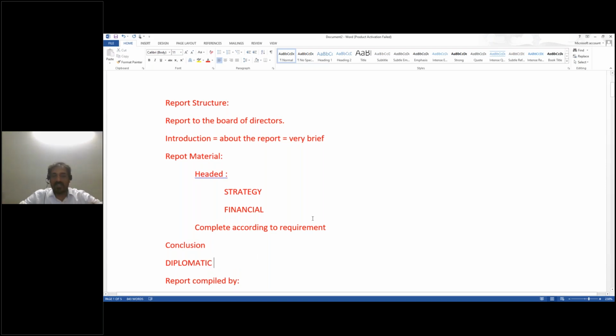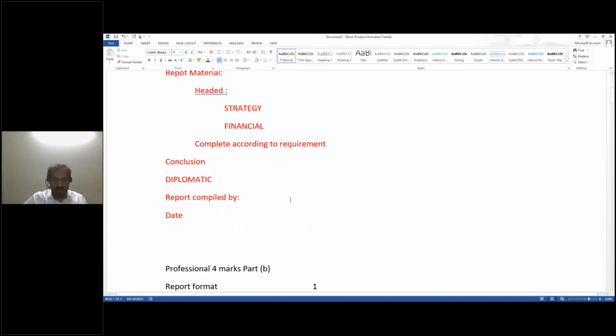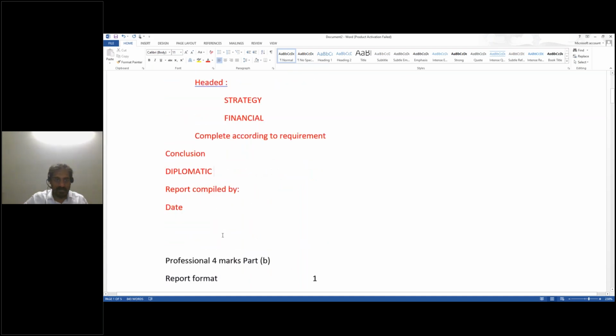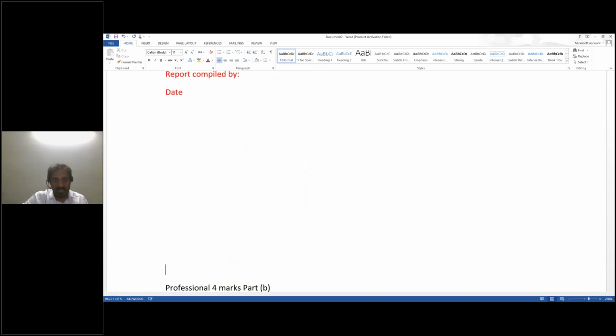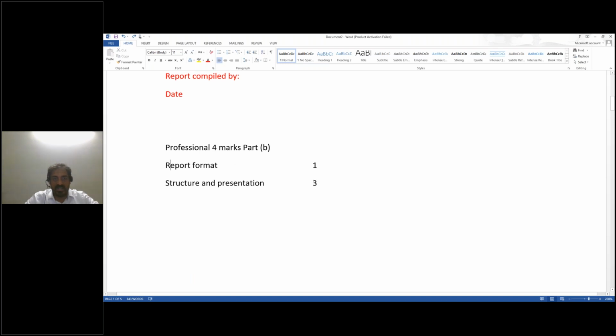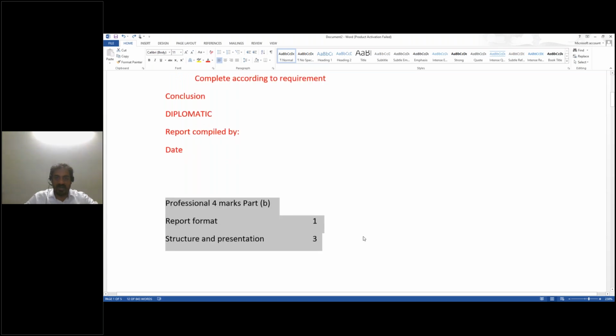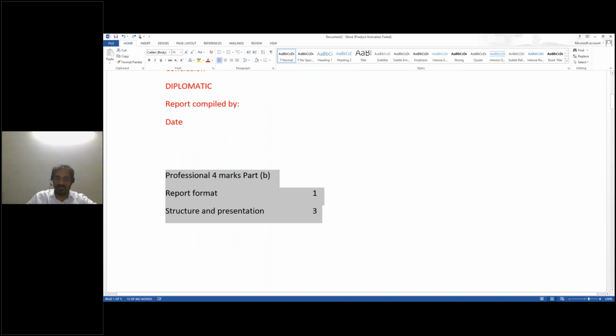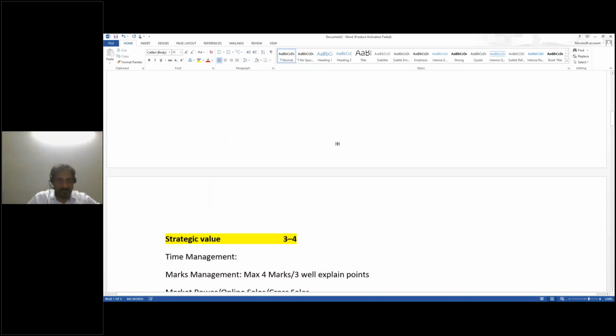What is the meaning of diplomatic? I will tell you by tomorrow. Report compiled with name and date. Don't mention your name or registration number anywhere. Now, the important point is that your professional marks, all the report includes whatever I've told you, that includes the 4 marks. If you write the thing accordingly, you will get the 4 marks. And finally, start the things.